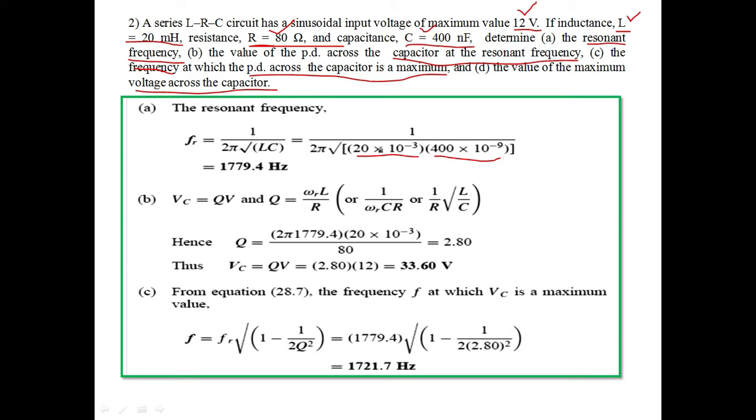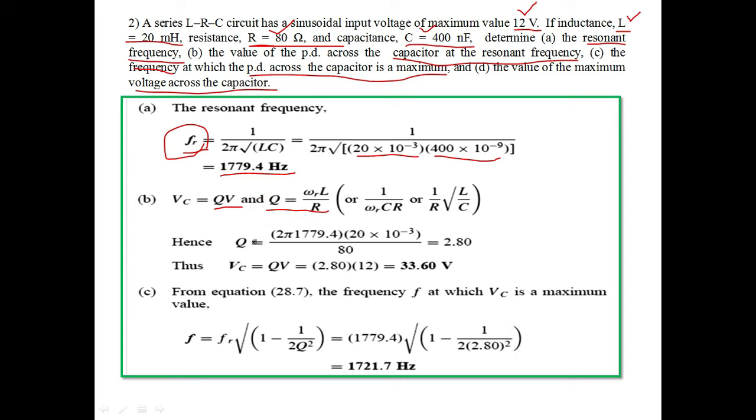Once we calculated the resonant frequency, it should be given as 1779.4 Hertz. Then second is Vc, which is equal to Q into V. Q stands for the quality factor, which is equal to XL upon R, meaning reactance upon resistance. That will be given by the quality factor.